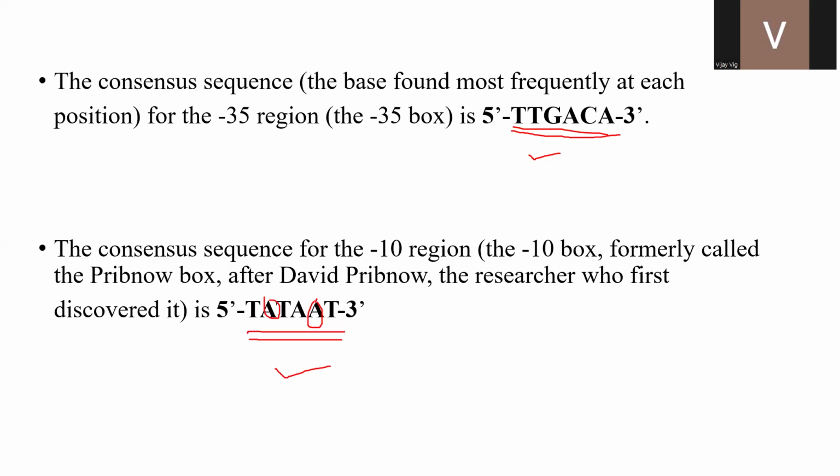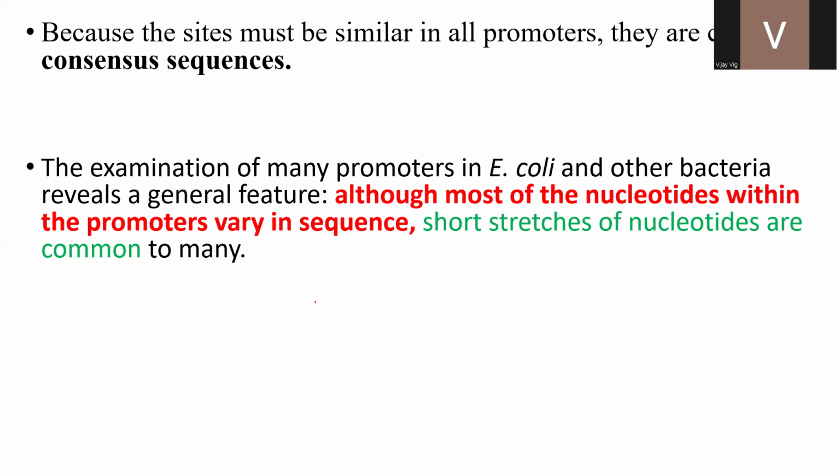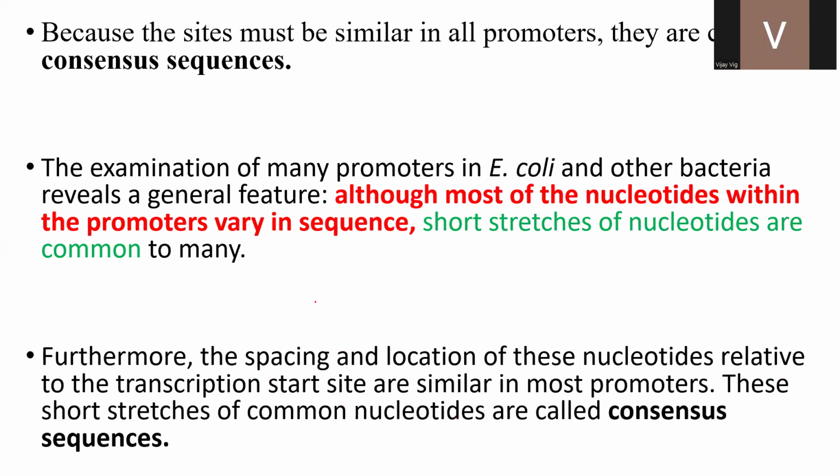Now let's learn more about what is a consensus sequence. Because these sites are similar in all promoters, they are called consensus sequences. The examination of many promoters in E. coli, and not just E. coli, even other bacteria, reveals a general feature. Most of the nucleotides in the promoters vary in sequence from one bacteria to another, and also in the same bacterium. But there are short stretches of nucleotides which are common, and they are found in most of the promoters.